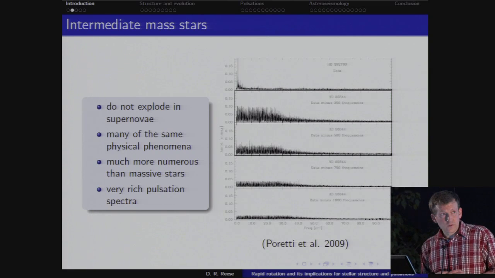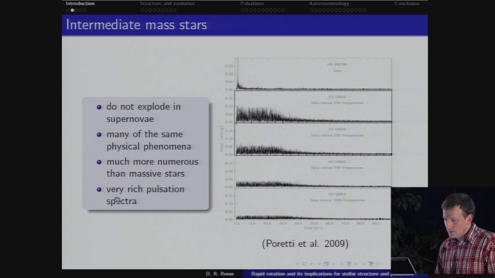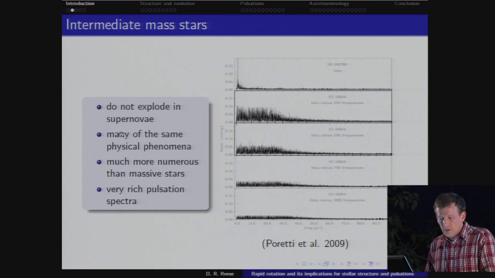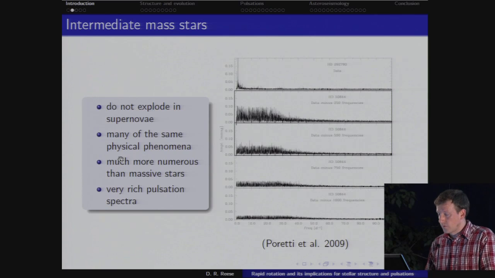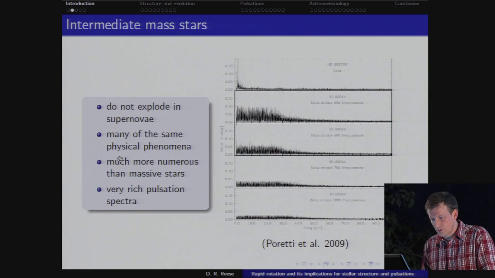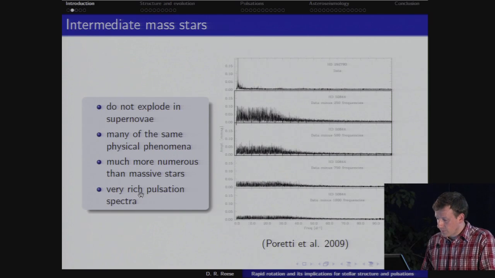Intermediate mass stars are different than massive stars in the sense that they do not explode in a supernova. But in spite of that, they share many of the same physical phenomena. However, they're much more numerous than massive stars. So from an observational point of view, it's more interesting to study them. And then some of them have very rich pulsational spectra. And this is illustrated on the right.